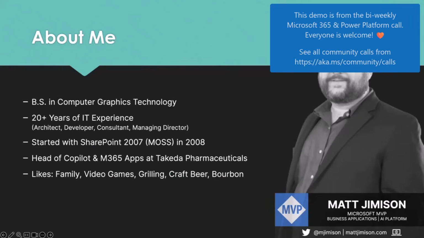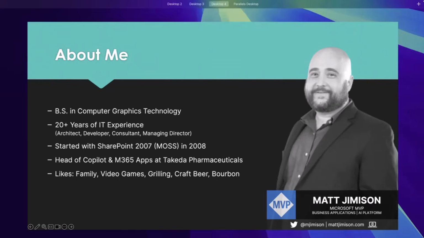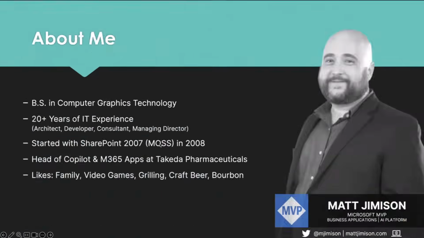But first, just a little bit about me. So I got my bachelor's in computer graphics. I've been spending my entire career in IT, a lot of different roles from dev to arc to managing director. I got started back in the day with SharePoint 2007, currently serving as the head of Copilot and Microsoft 365 apps at Takeda, and also a dual MVP inside of business applications and AI platform. Okay, that's enough about me.